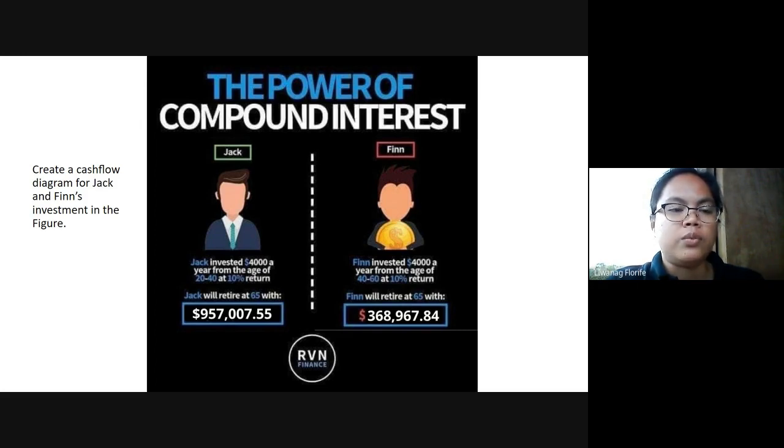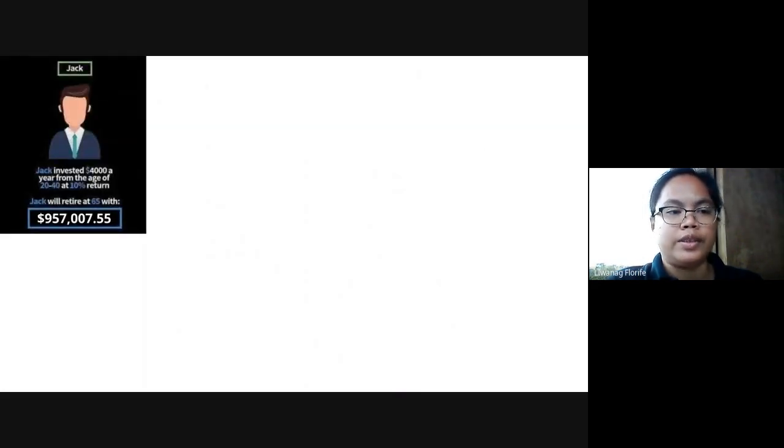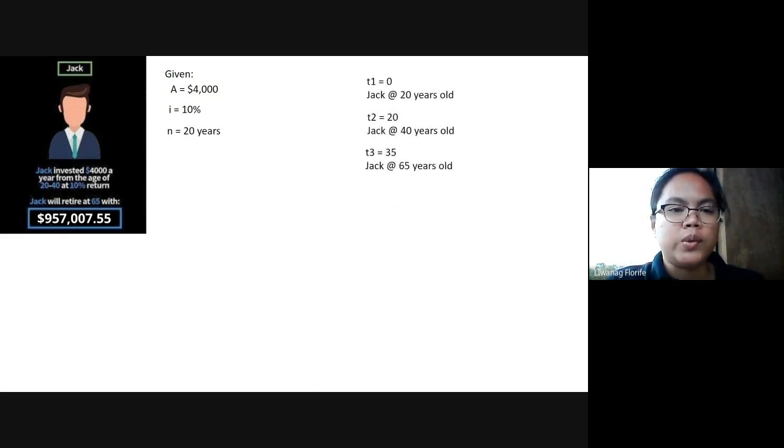We must remember that we need to separate the cash flows for Jack and for Finn. So first, we create a cash flow diagram for Jack. We first identify the knowns in the given statement. We have the annuity of $4,000 that is invested per year. We also have the interest rate of 10%, the number of years, 20 years, and the timelines. T1 is equal to 0 when Jack started investing the money at the age of 20. T2 is equal to 20 when Jack is 40 years old, while T3 is equal to 35 when Jack is 65 years old.